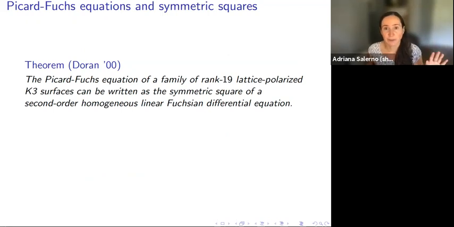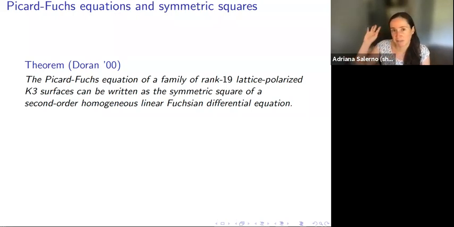And so here's the big thing. I have told you a little bit about K3 surfaces, a little bit about Picard groups, and a little bit about symmetric squares. And all of this comes together in this beautiful theorem by Chuck Doran from his PhD thesis that says that the Picard-Fuchs equation, a differential equation that encodes some of the geometric information of a variety, of a family of rank 19, remember, Picard group is between rank 0 and 20, lattice polarized, if you know what that means, great. If not, that's not going to be a huge deal.